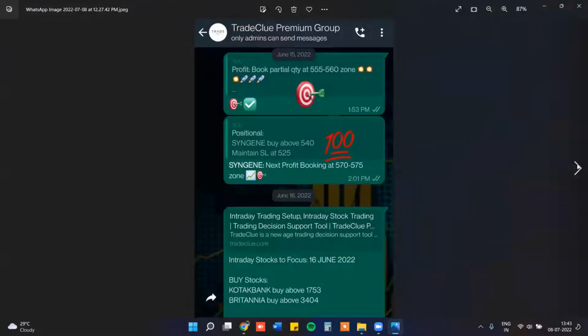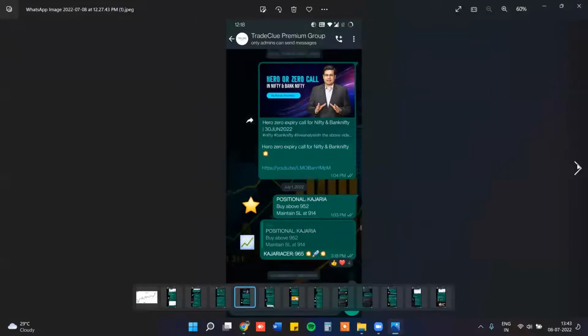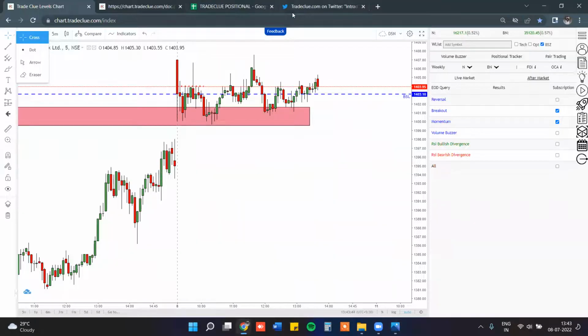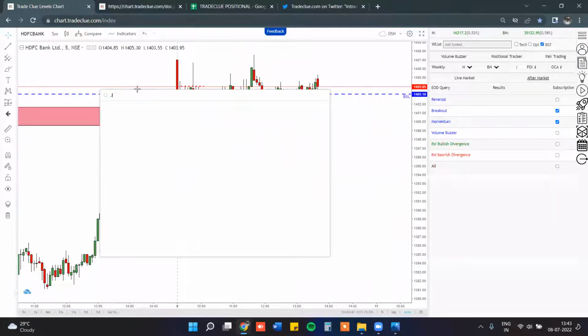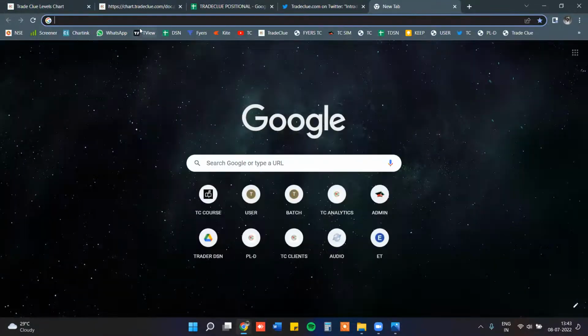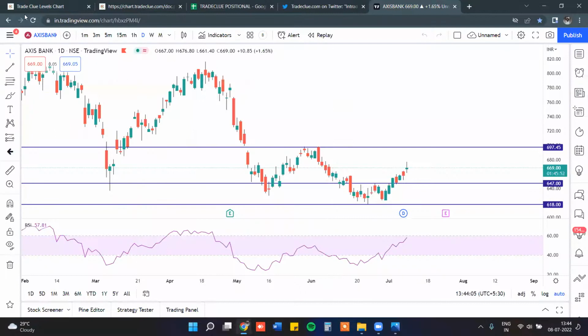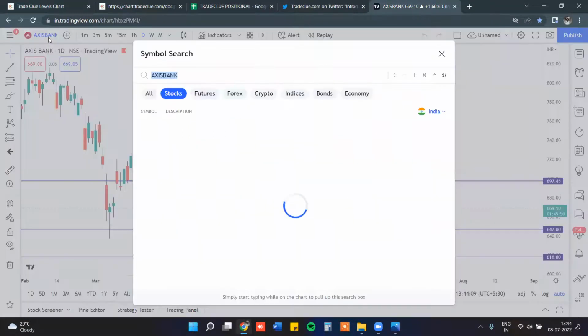Among positional alerts, if I want to discuss one, Kajaria was such an alert. It was given as a buy at 952. If I try to see the structure of Kajaria, it is in FNO, it is a cash call. TradeClue supports around 200 to 250 stocks as of now, and future charts will be coming from next quarter or this quarter. The update will come regarding the future charts of Nifty and Bank Nifty for index trading. For index trading, as we discussed earlier, we'll be using the green dots and green boxes.